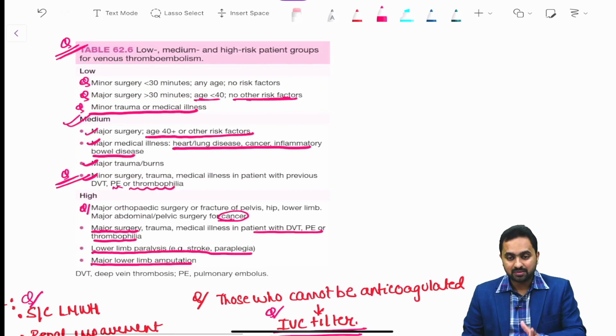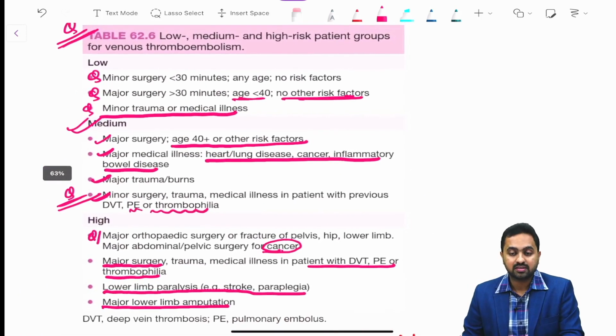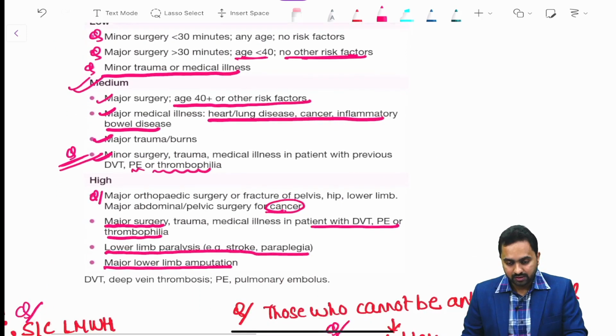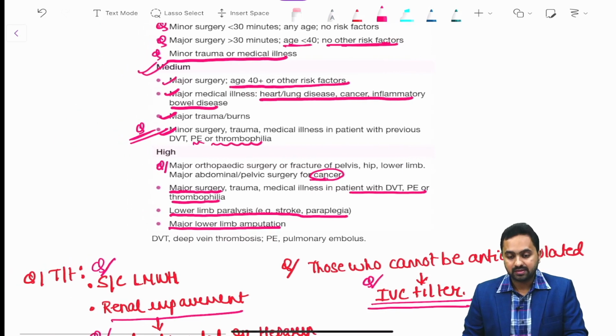So, please remember this particular chart of low risk, medium risk and high risk, as it is quite confusing and it is very frequently asked in your exam. And please do remember the Wells criteria also.